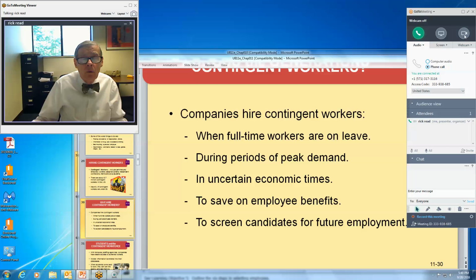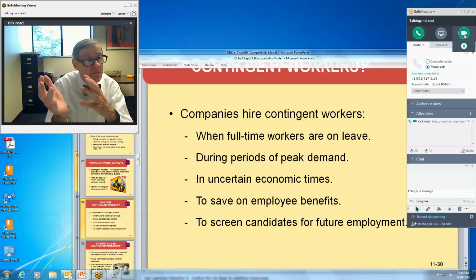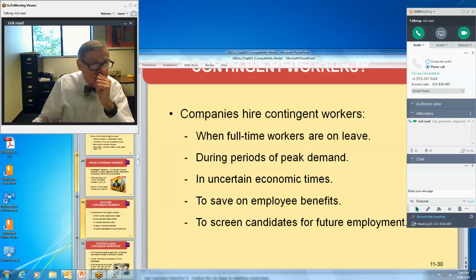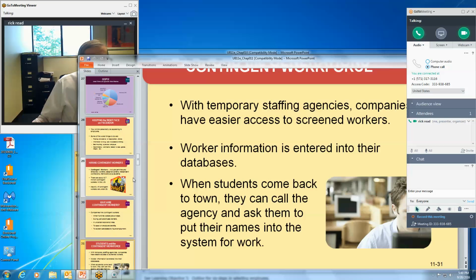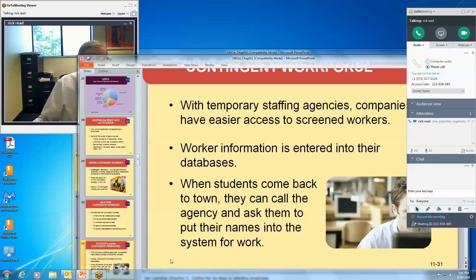Well, contingent workers have come with a lot of pluses. They can help when you don't have all your full-time staff around. You can bring them in for peak times. You can have them because the economy doesn't support full-time employment. You will save on benefits because you don't have to pay certain things. And it is a way to find future employees. You can use staffing agencies, etc., and they'll do a lot of the work for you.